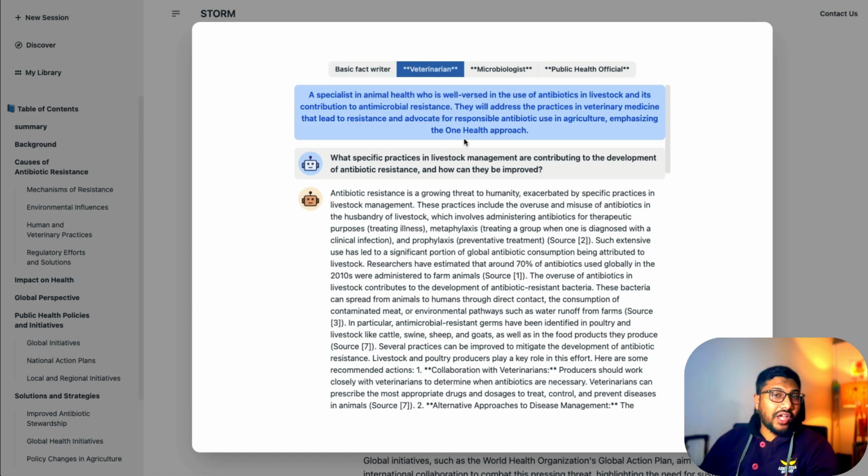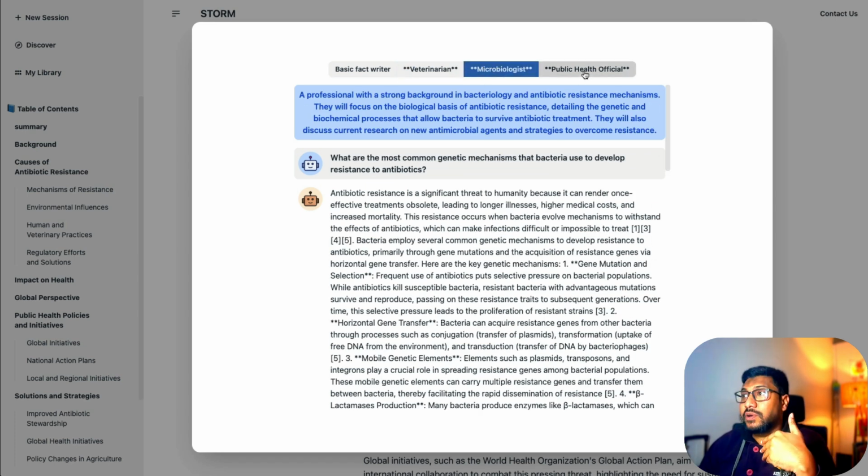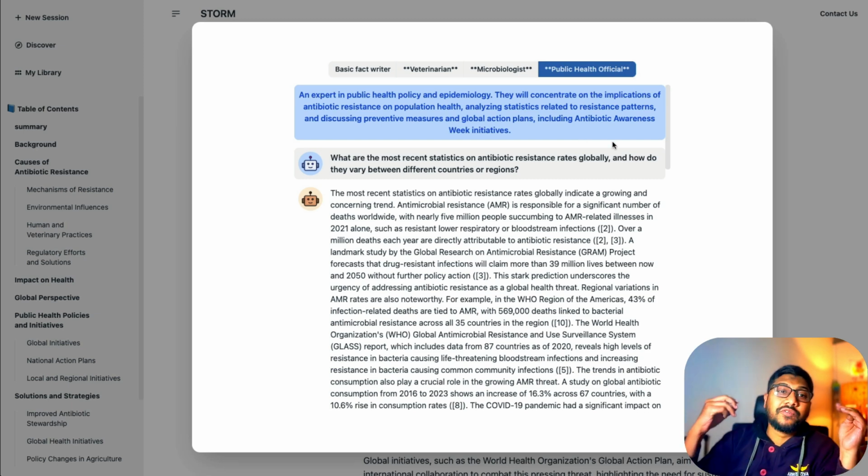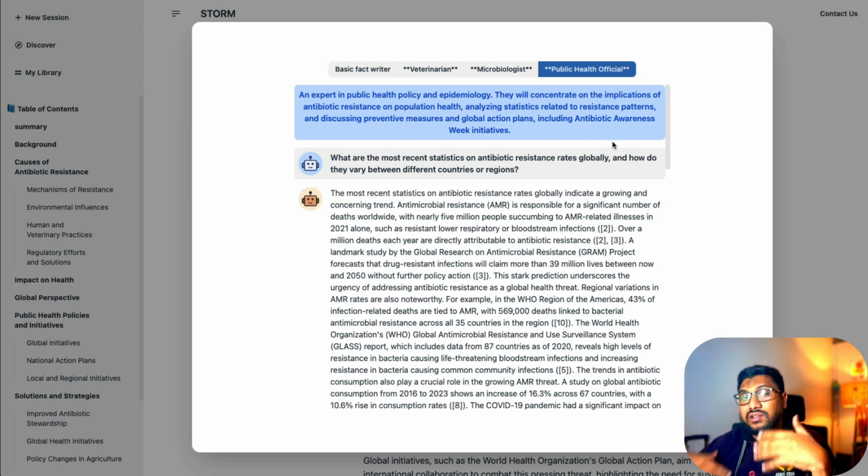Veterinarian, why veterinarian? There is an animal. A specialist in animal health who is well versed in the use of antibiotics in livestock, its contribution to antimicrobial resistance. Okay, from a veterinarian perspective, a microbiologist perspective, a public health official perspective. These are the four different personas it has created for us to create the final article. So basically the way Storm works is they ask back and forth questions to these kind of people and then collect the article.